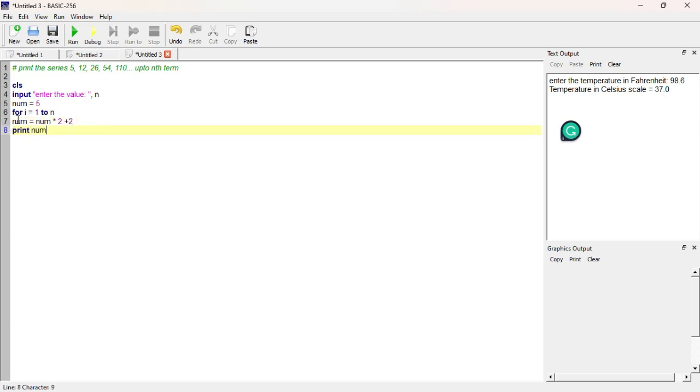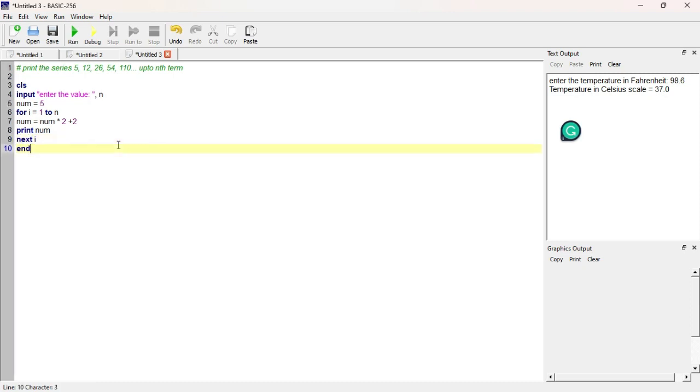We have to print num, not I, because I is the control variable and num is the variable which we are using for the series. So we are going to print num, then next I and end.